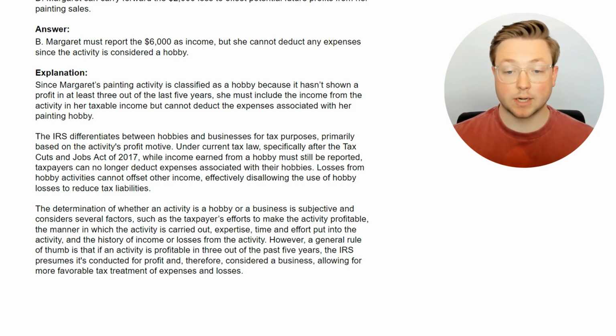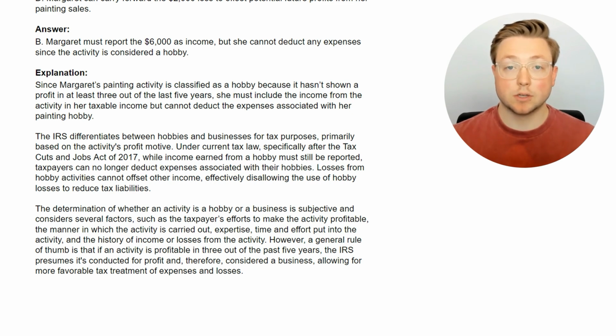The determination of whether an activity is a hobby or a business is subjective and considers several factors such as the taxpayer's efforts to make the activity profitable, the manner in which the activity is carried out, expertise, time, and effort put into the activity, and the history of income or losses from the activity. However, a general rule of thumb is that if an activity is profitable in 3 out of the past 5 years, the IRS presumes it's conducted for profit and therefore considered a business, allowing for more favorable tax treatment of expenses and losses.